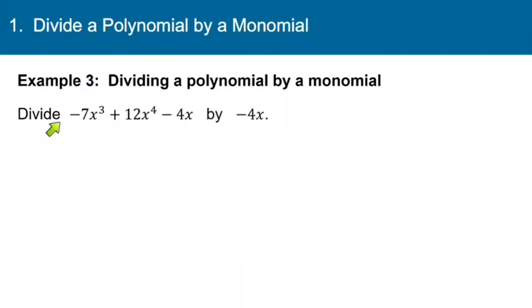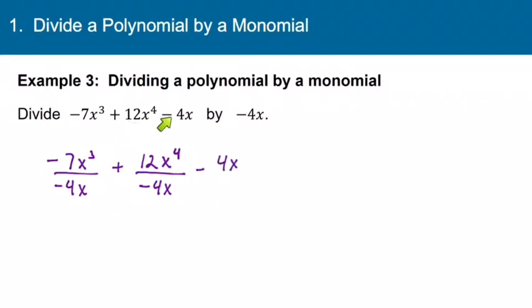Now here's example 3, and it says divide negative 7x to the third plus 12x to the fourth minus 4x by negative 4x. So we know that in order to divide a polynomial by a monomial, we write each term from the polynomial with the monomial as its denominator. So we'll have negative 7x to the third divided by negative 4x plus 12x to the fourth divided by negative 4x minus 4x divided by negative 4x. Then let's go through and simplify each term.